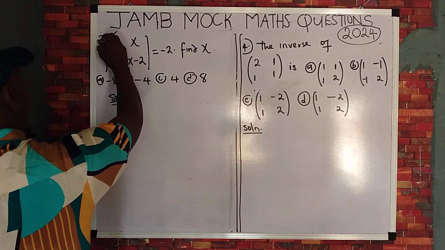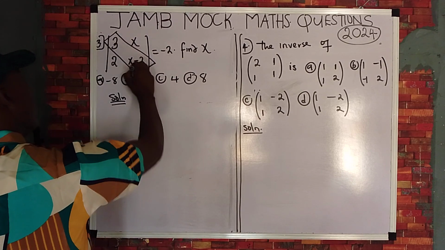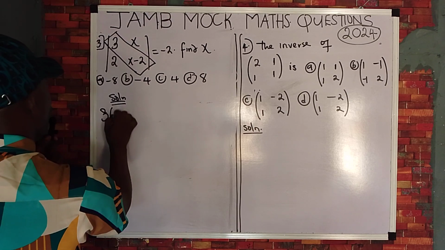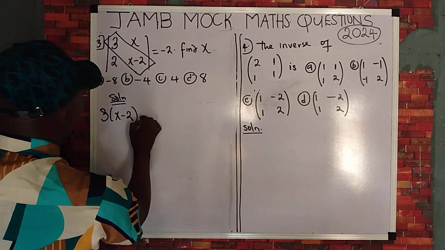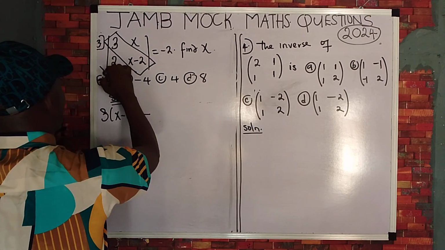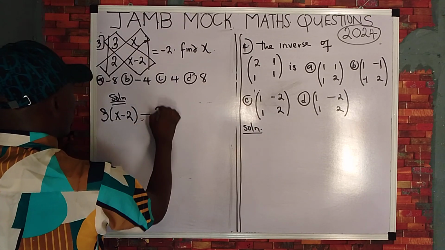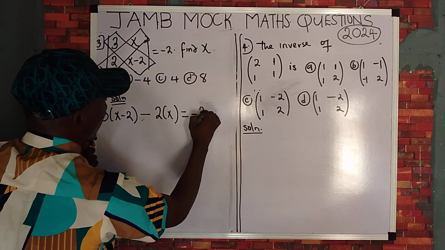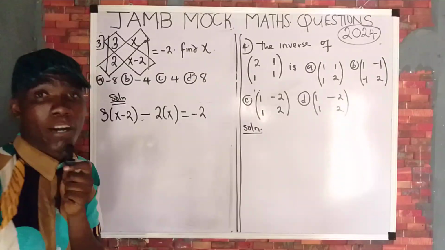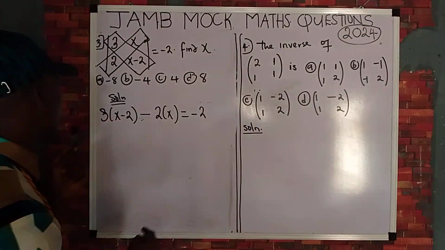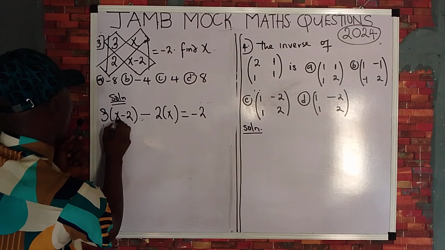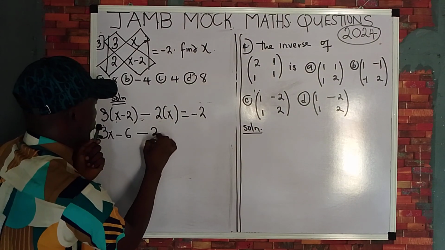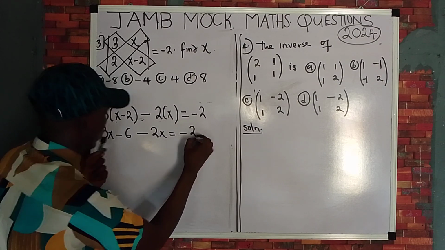I've told you that from your top left to the right bottom is your principal diagonal. So we are going to multiply this: 3 times x minus 2, minus, we multiply this 2 as well, which is 2 times x. And they said that the determinant is equal to minus 2, and that we should find the value of x. Very easy. You open this bracket, you have 3x minus 6 minus 2x is equal to minus 2.